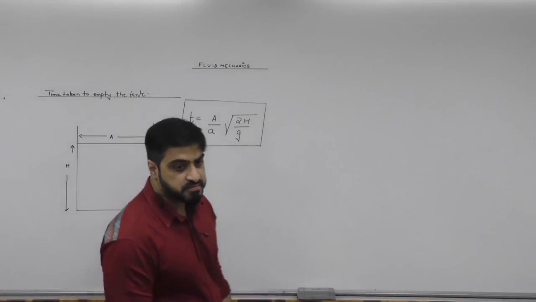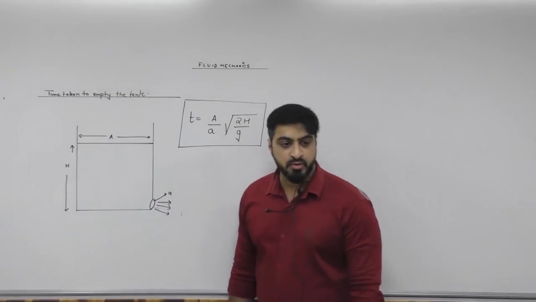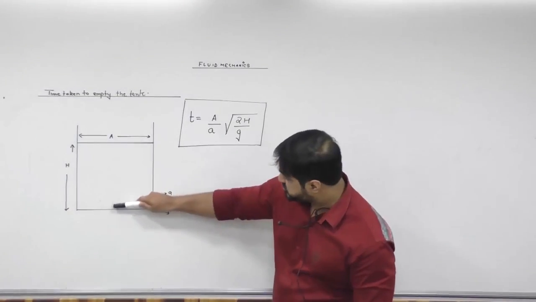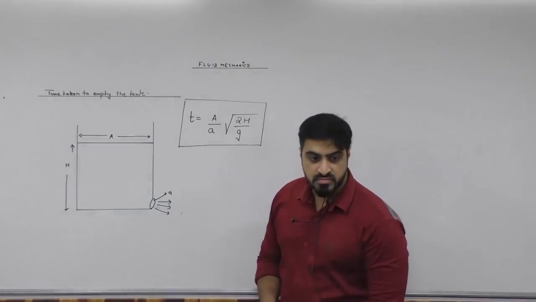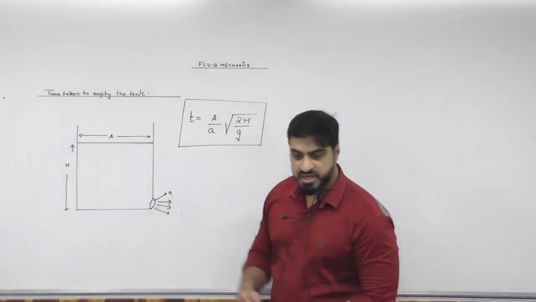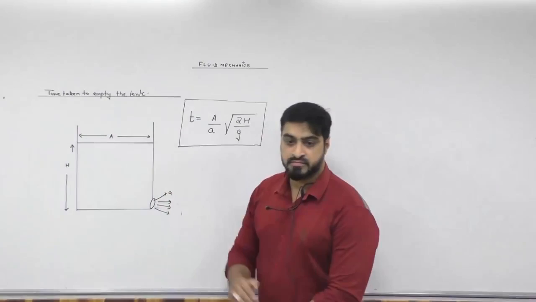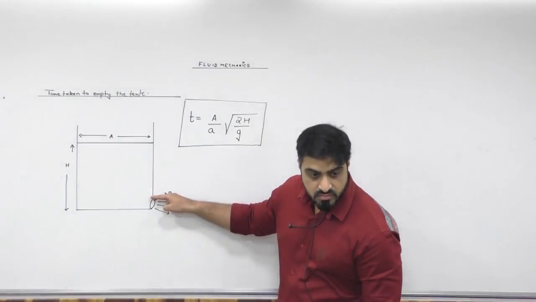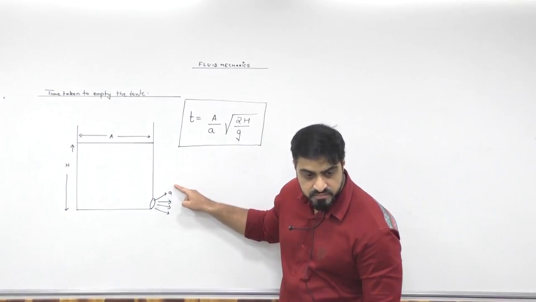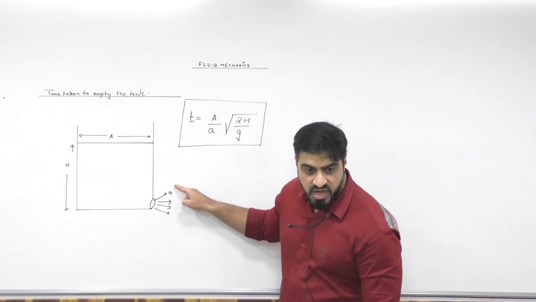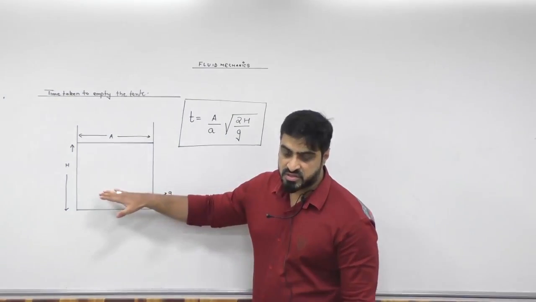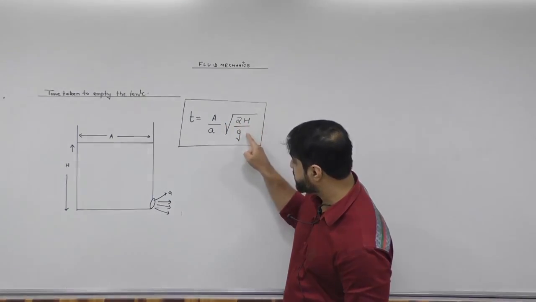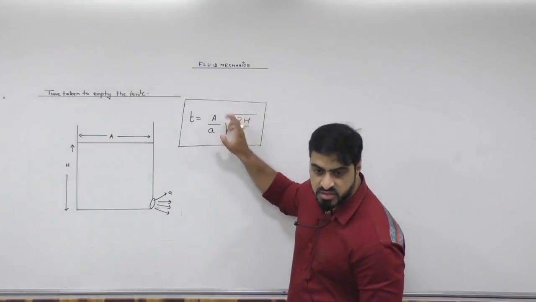We are discussing time taken to empty the tank. There is a tank which is filled up with a liquid of height h. The tank's area of cross section is capital A. There is a hole at the bottom of cross sectional area small a. Okay, I want to empty the tank. The time taken to empty the tank is capital A upon small a under root 2h by g. I'll prove it after some time. You have to remember this.